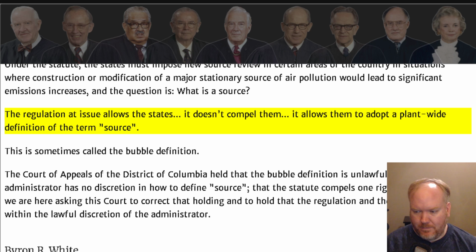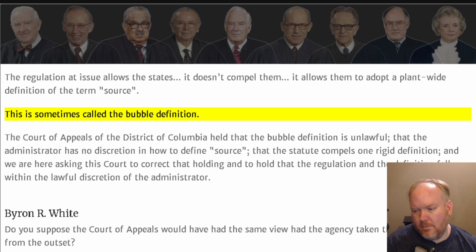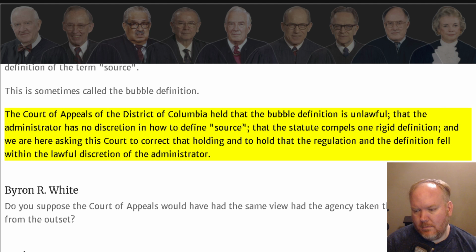Let's carry on. It's sometimes called the bubble definition. The Court of Appeals of the District of Columbia held that the bubble definition is unlawful, that the administrator has no discretion in how to define source, that the statute compels one rigid definition. And we are here asking this court to correct that holding and to hold that the regulation and the definition fell within the lawful discretion of the administrator.